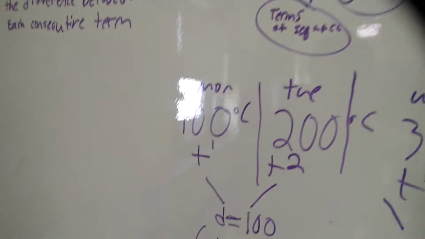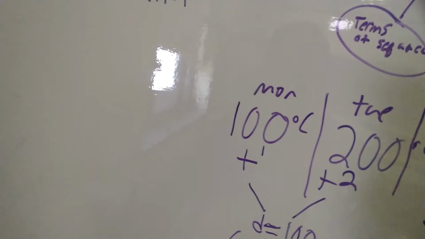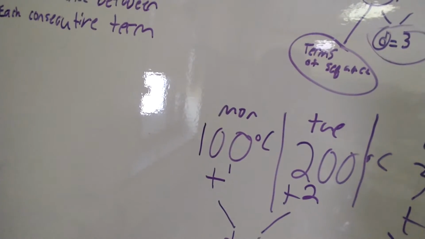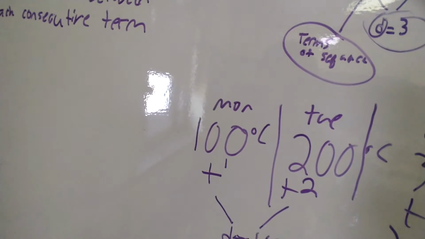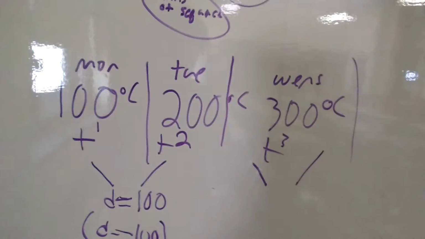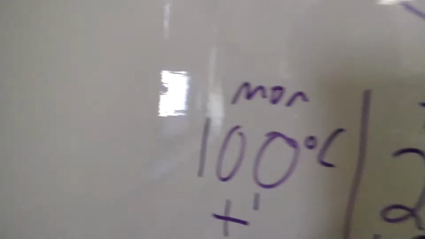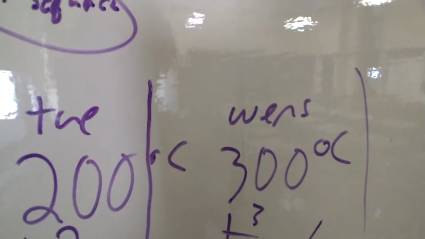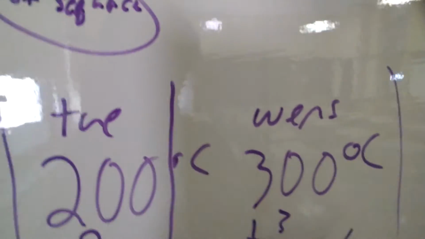Now we're going to go into another equation. It's basically the same thing, the same algorithm, but it's a different equation. Say it's 100 degrees Celsius. Then it's 200 degrees Celsius. Then it's 300 degrees Celsius, where your feet would be turning to bacon sausages.